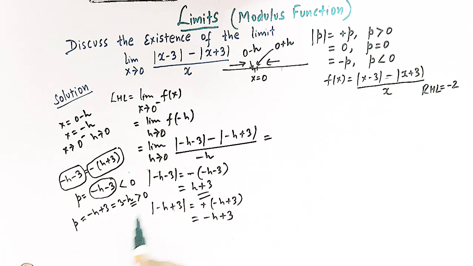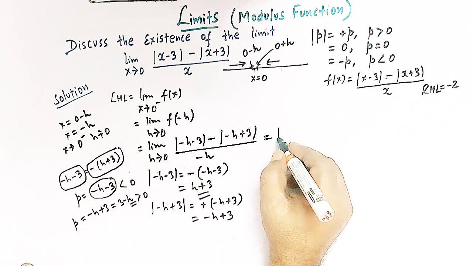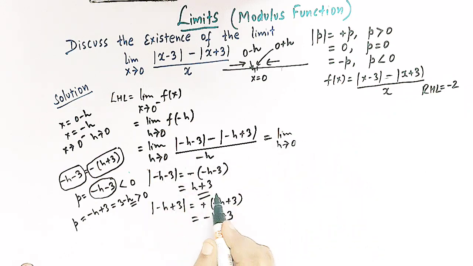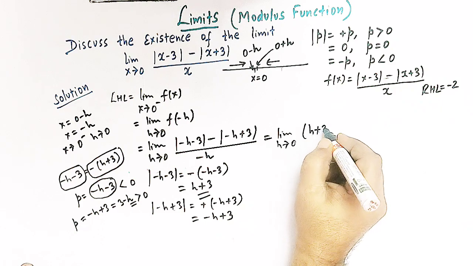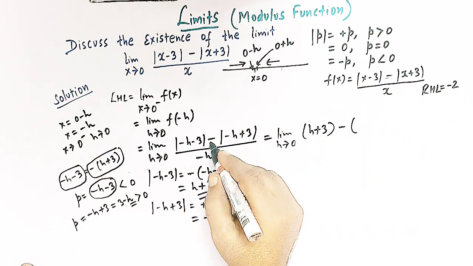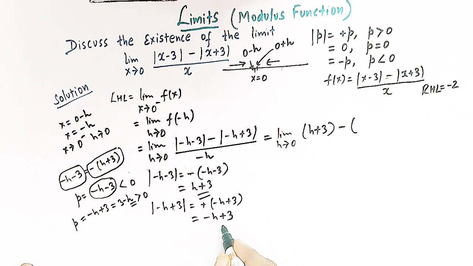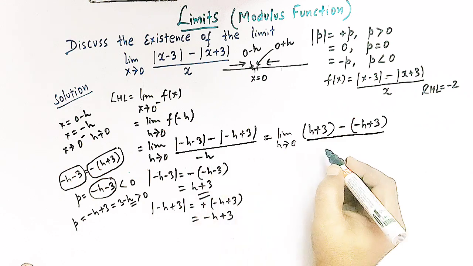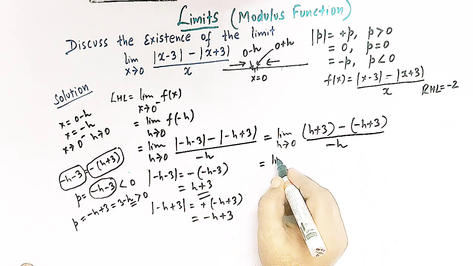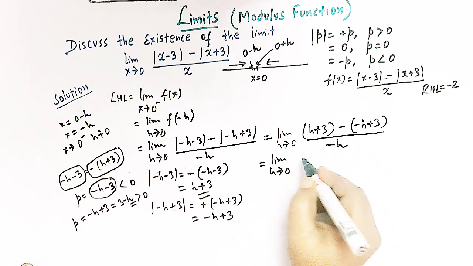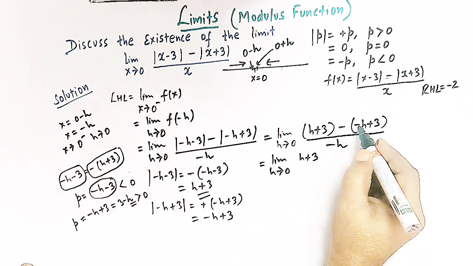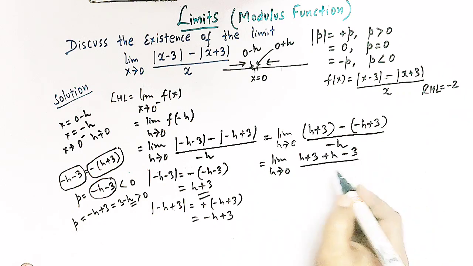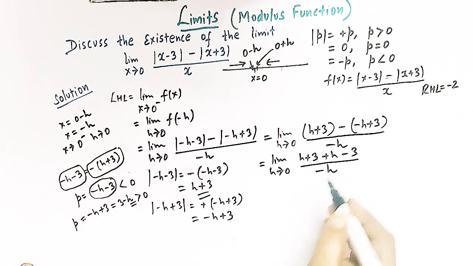So now we can write the left hand limit as limit h tends to 0, and mod of -h - 3 is simply h + 3, and here we have the negative sign. Then mod of -h + 3 is -h + 3, and in the denominator we have -h. So let us simplify the numerator. So here we have h + 3, minus and minus plus, and here we have -3. So in this case we have -h in the denominator.